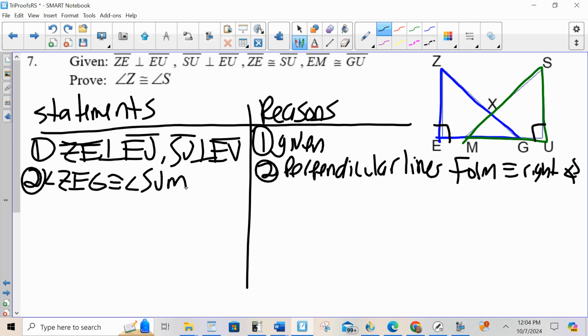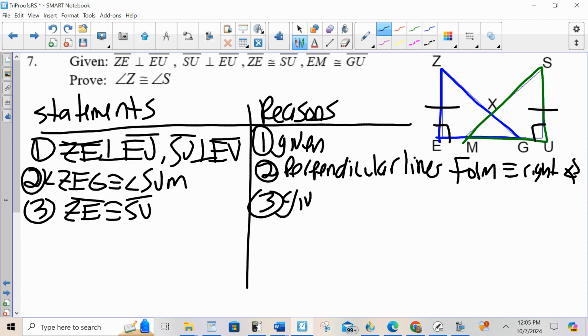And there's different ways to name it. Just make sure that the E is in the middle and the U is in the middle. I've got one pair of things congruent. I move on to my next given because I need 3. So now I've got ZE is congruent to SU. That's a gift. Those are sides of the triangles I'm trying to prove. Given.